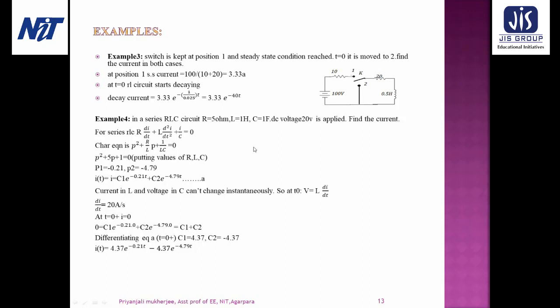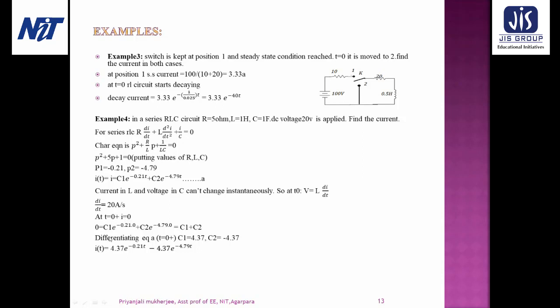Now the current in the inductor and the voltage in the capacitor cannot change instantaneously. So we consider that at t equal to 0, V equal to L di by dt, or di by dt is equal to V divided by L. V is given here as 20 and L is 1 Henry. So the rate of change of current is 20 ampere per second. And at t equal to 0 plus, i is also 0.